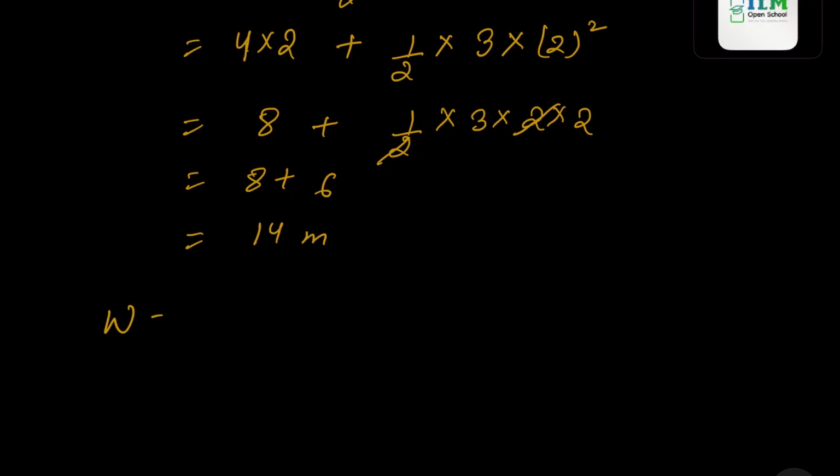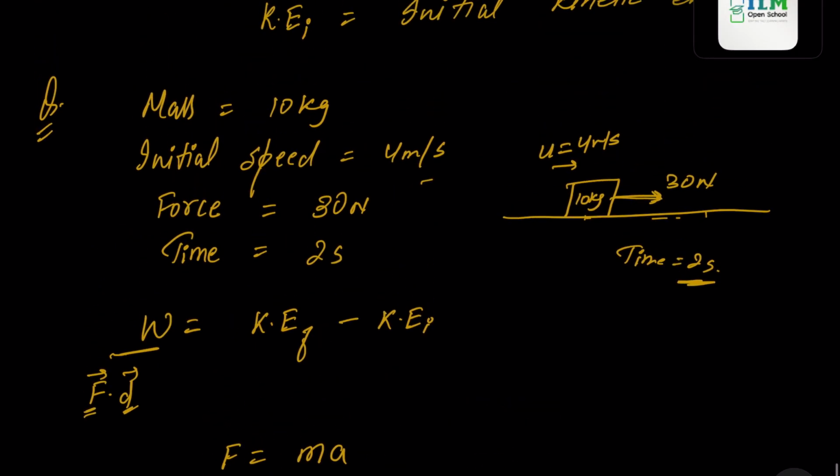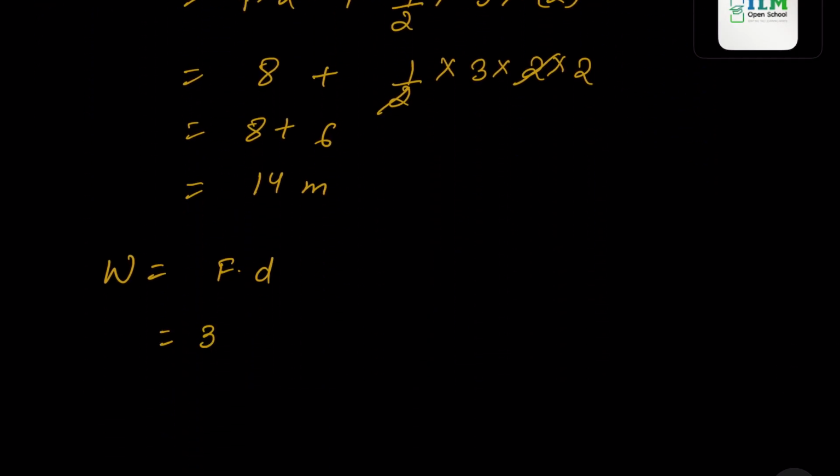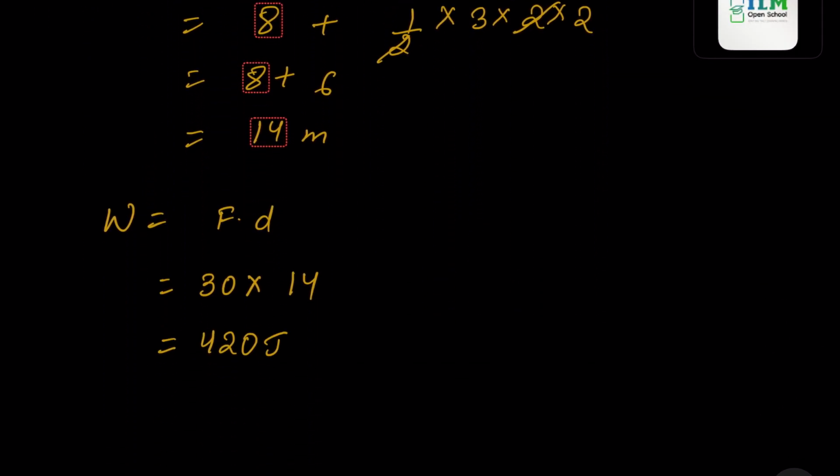From here, we can now find the work. Work is F into D. What is force? Force is 30 Newton into what is D? 14 meter. 14 into 3, 42, 0. So this is the work done by this force of 30 Newton, 420. The unit is joule.